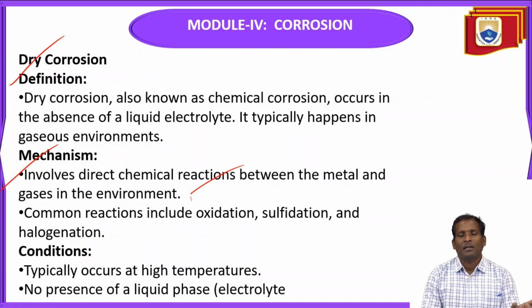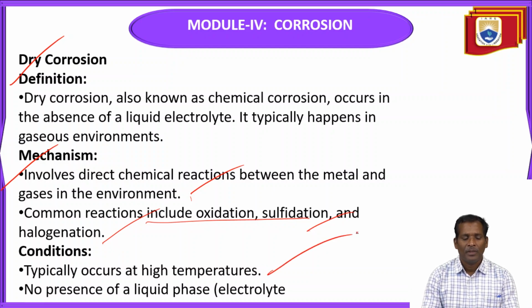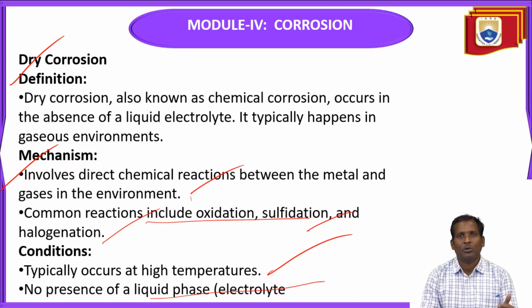Whenever the surface is directly exposed to the environment, the chemical reaction involves the metal and the gases. What are the gases present in the environment? The common reactions include oxidation, sulfidation, and halogenation. So what are the conditions? It typically occurs at high temperatures and with no presence of a liquid phase. So already I told you there is no electrolyte.